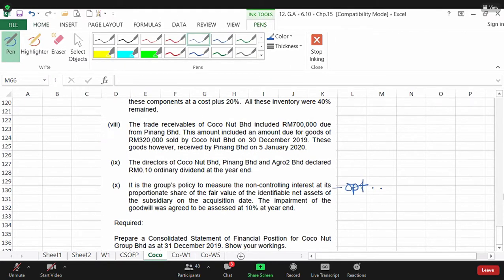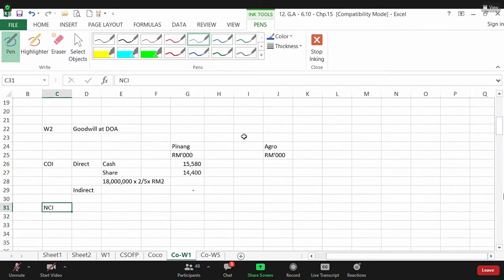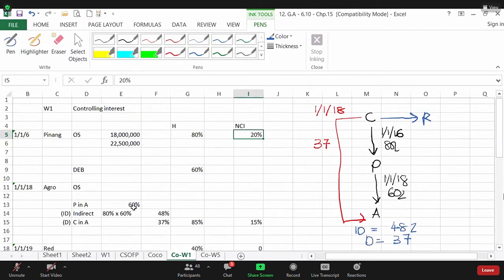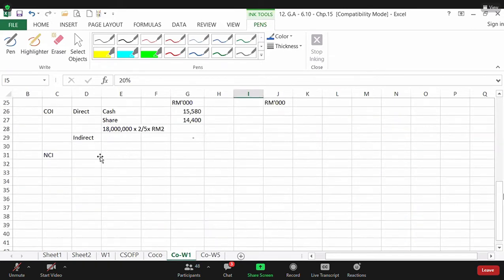Option 1. Option 1, when do you have impairment? At year end. So you don't have impairment at the beginning. So option 1, how many percent? Your interest NCI 20%. So 20%, I leave it. I need to find the fair value net asset.